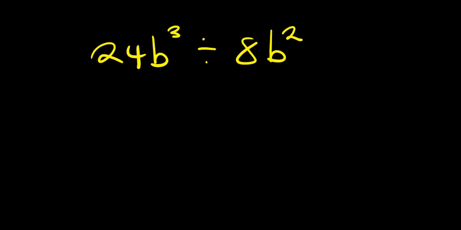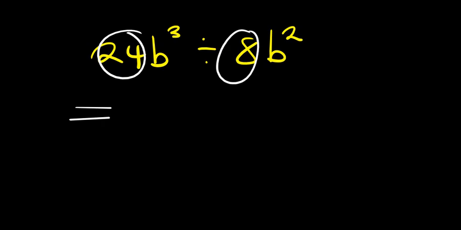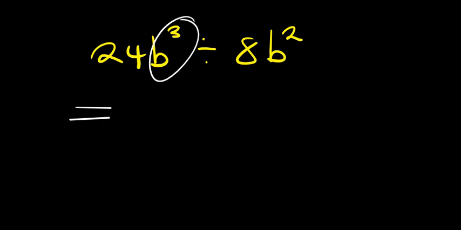What am I going to now do? Because this is a number and this is a number. Solve the numbers first. Divide the numbers first because you're taught to divide. Then the letters again, solve them independently. We've got b there. One is to the power 3, the other one is to the power 2. So let's start with the numbers.